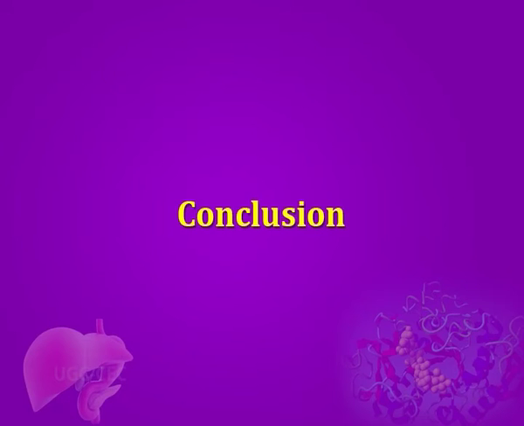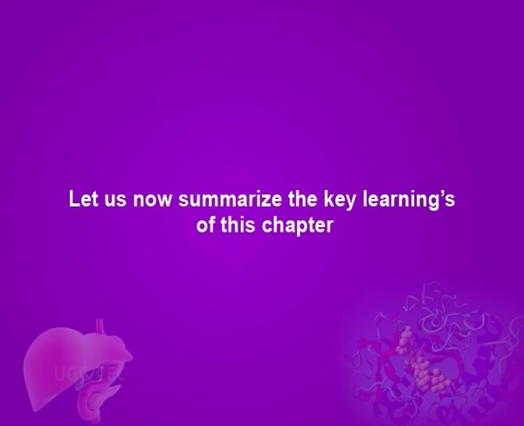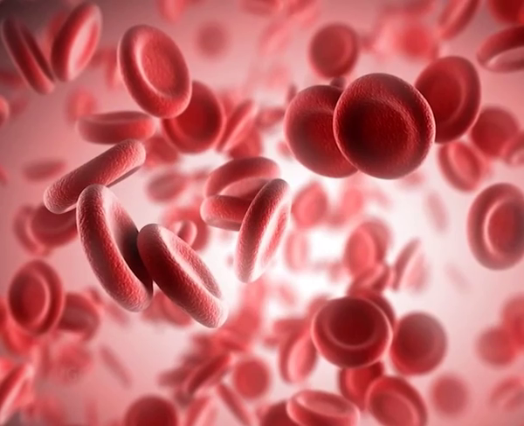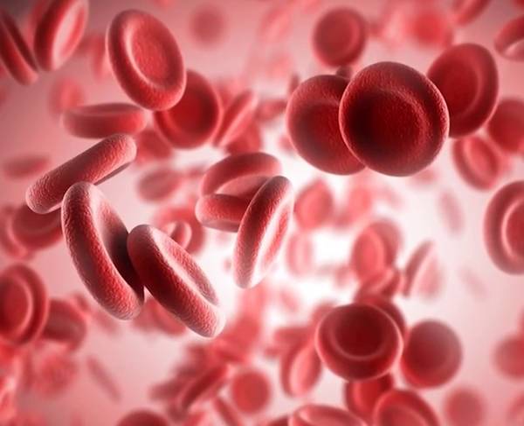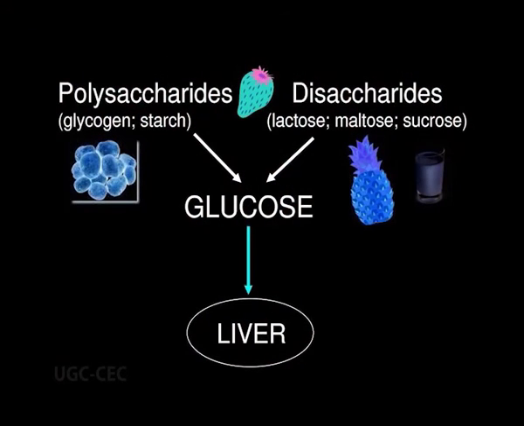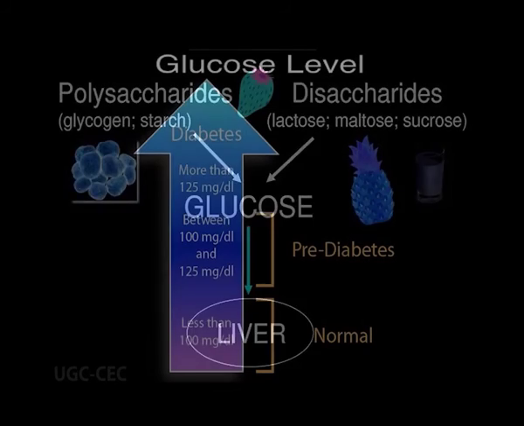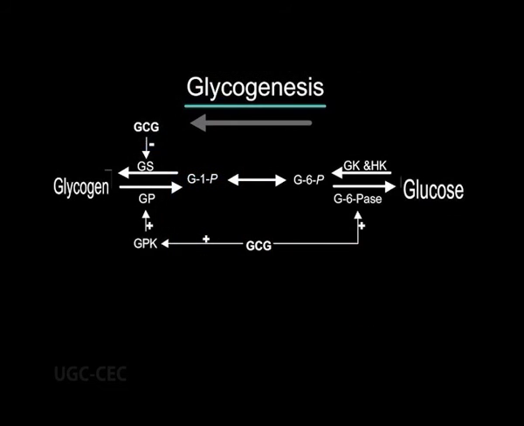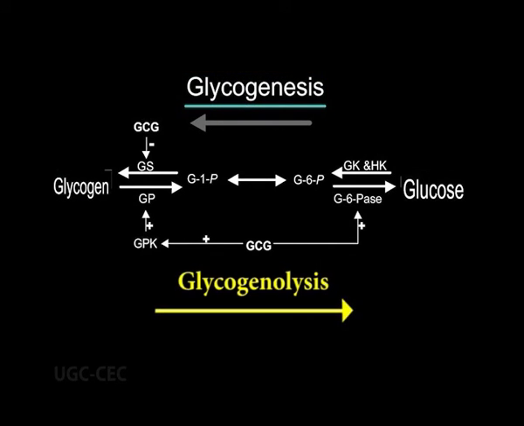Conclusion. Let us now summarize the key learnings of this chapter. It is critical for all living beings to maintain concentrations of glucose in blood within the acceptable limits. Glucose is the main monosaccharide used in carbohydrate metabolism. The maintenance of glucose levels is referred to as glucoregulation. Glucose is stored as glycogen in a process called glycogenesis. Glycogen is converted back into glucose in a process called glycogenolysis.